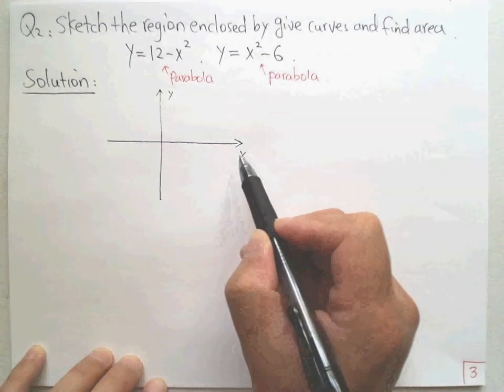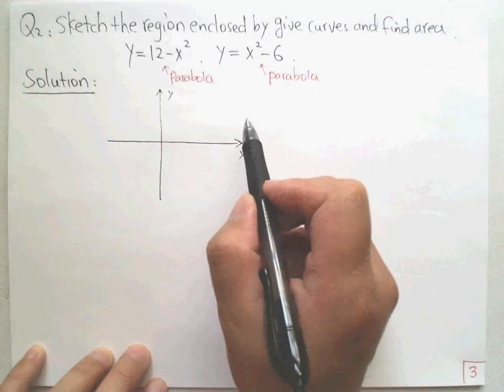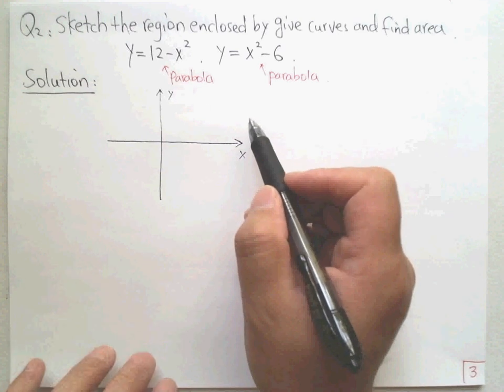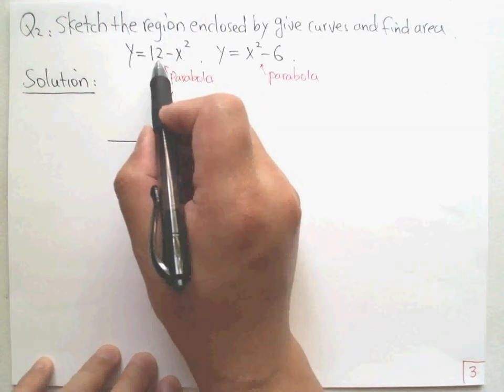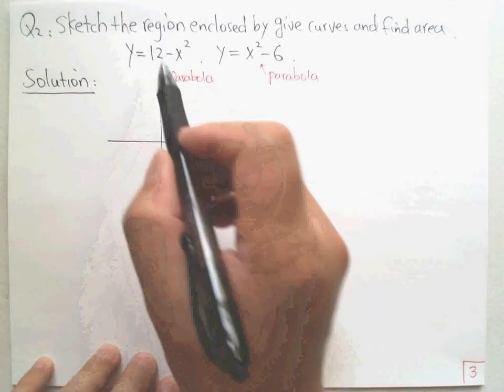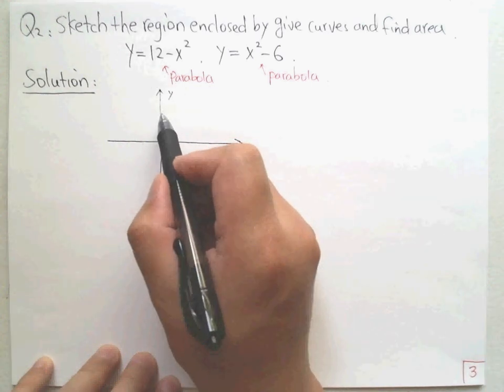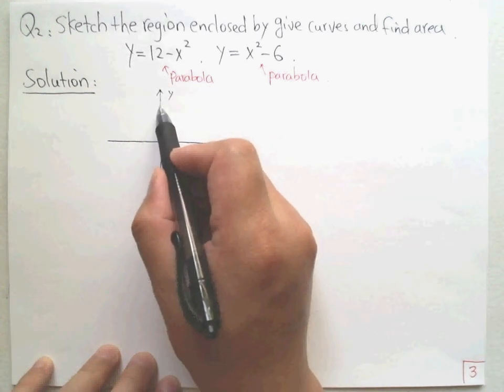This is y, this is x. So the first one is open down. We look at the top point. The top point means the maximum y is 12, right? So it should be 12 like here. So I put a 12 here.